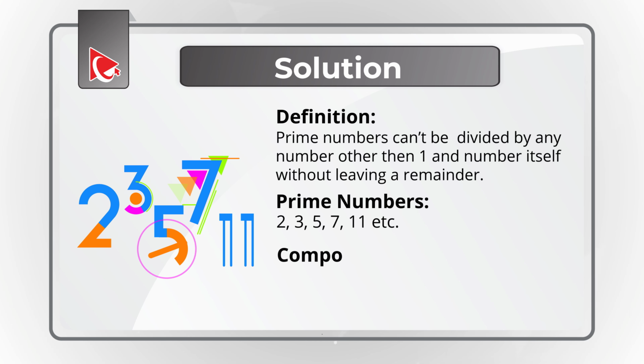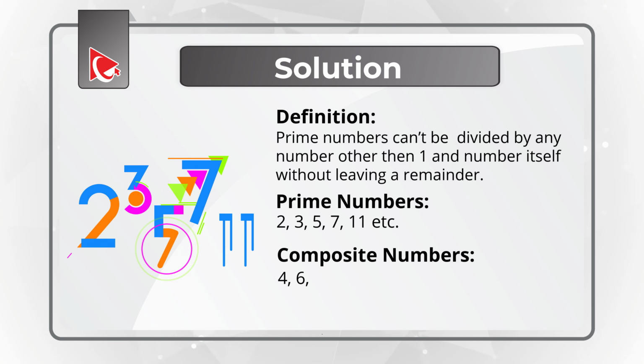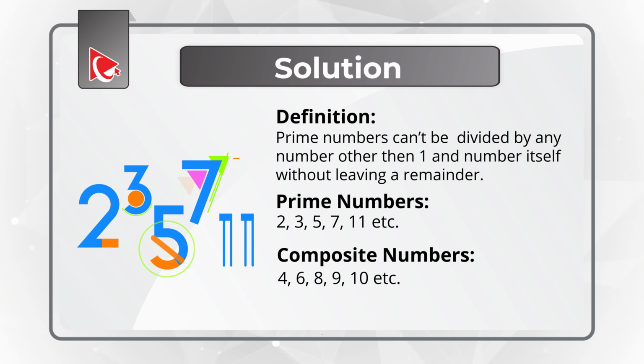The opposite of prime numbers are composite numbers, and examples of those would be 4 could be divided by 2, 6 could be divided by 2 and 3, 8 which could be divided by 2 and 4, 9, 10, and you can continue the sequence.